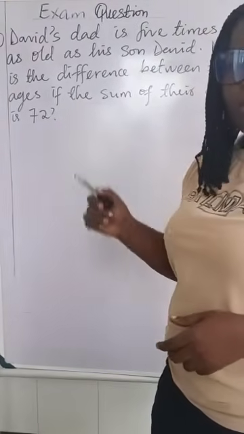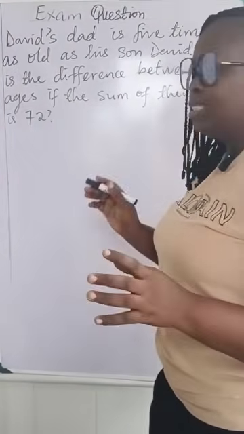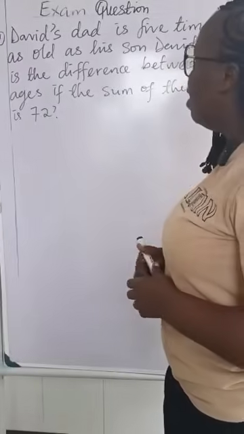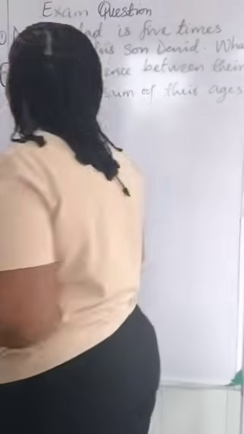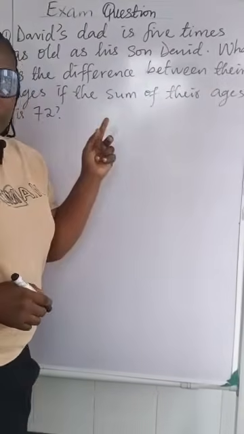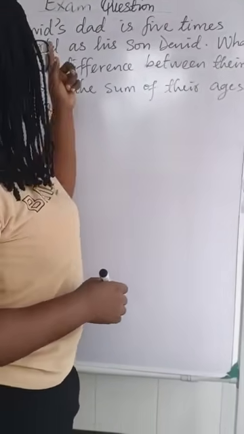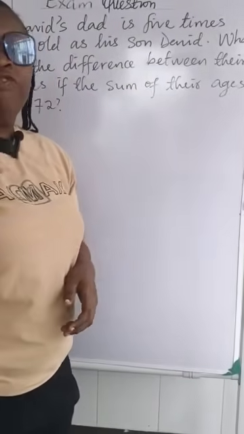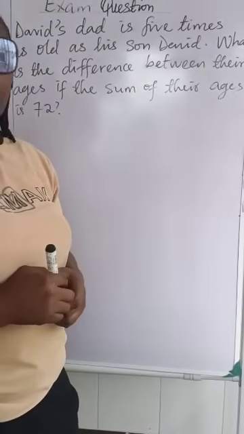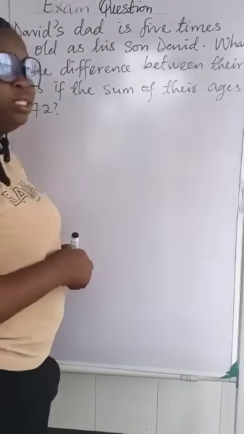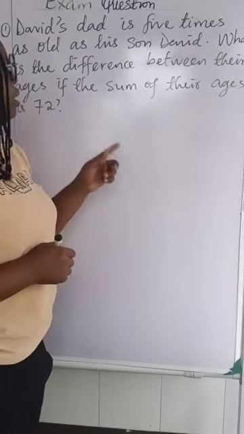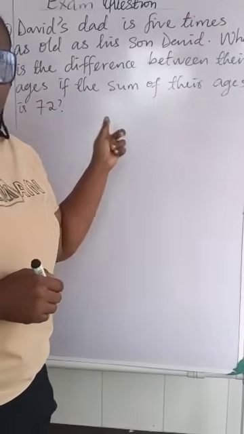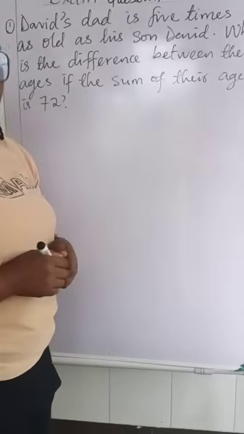Now, looking at this question, let's explain it. You find out that we have two relationships here. What is the first one? That is, David's dad is 5 times the age of his son David, right? And the second relationship here will be the total of their ages, which is 72.